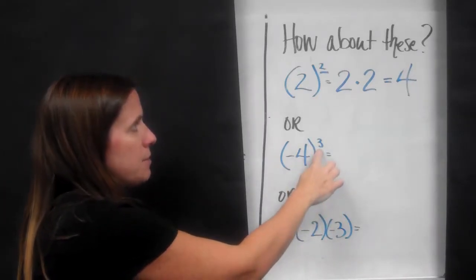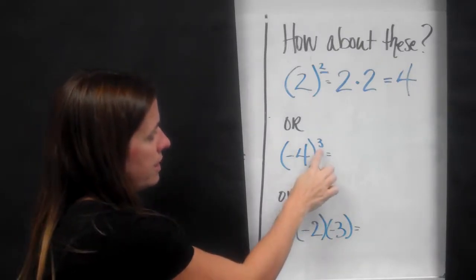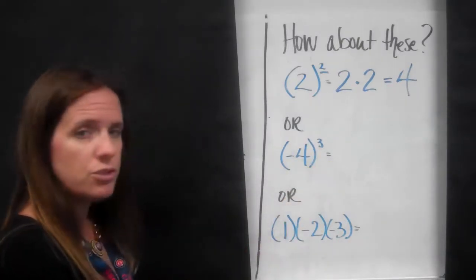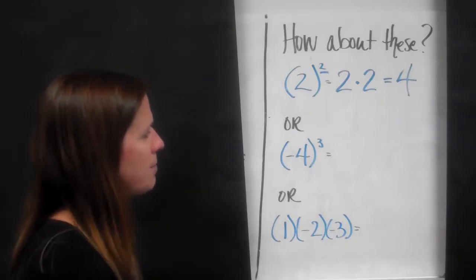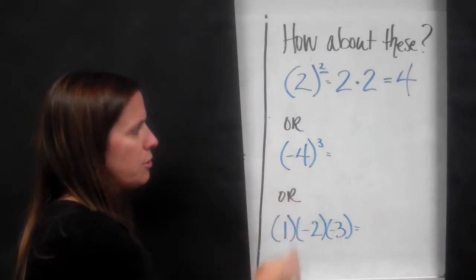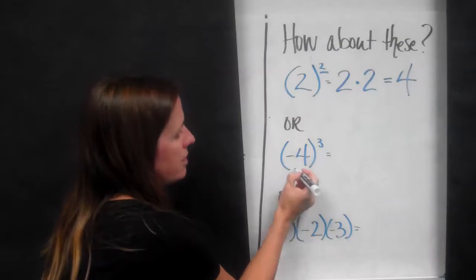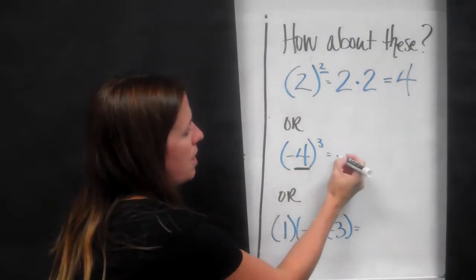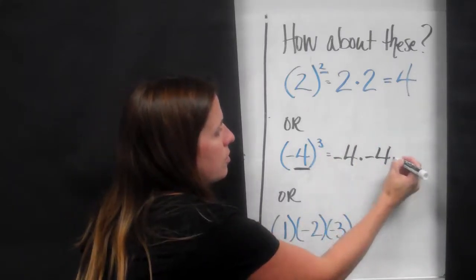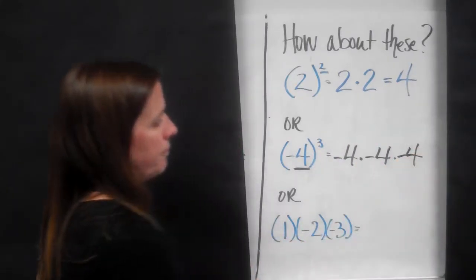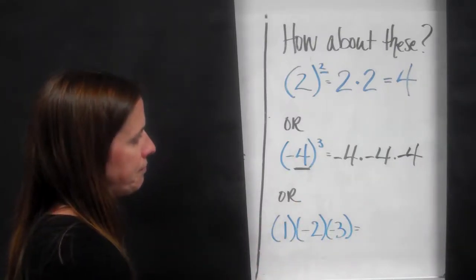We can also have an exponent that's not a 2. We can have 3, 4, 5, okay? In this case, we have a 3, and you would read that as 2 to the third power or 2 cubed. Oh, I'm sorry, not 2. Negative 4 to the third power or negative 4 cubed. What that means is you take this number, which we call the base number, and you multiply it by itself 3 times. So we have negative 4 times negative 4 times negative 4.